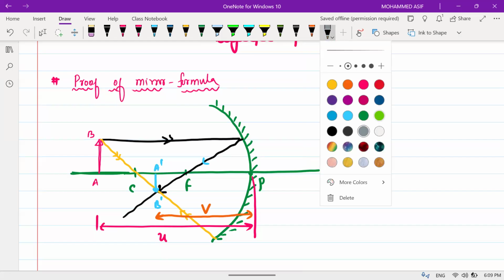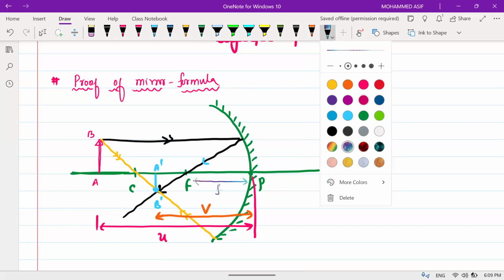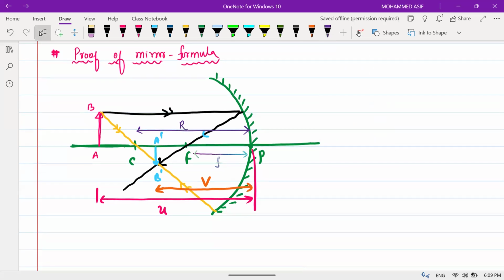Okay, student, FP will be equal to the focal length f. Now, center of curvature to the pole, this is your radius of curvature, capital R. Diagram clear? Am I clear for everyone? Object distance, image distance, and this one. Make it very clear.